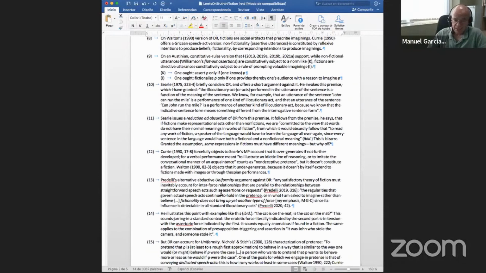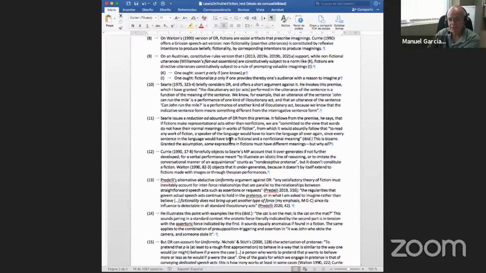Now, Lewis, in his article, briefly considers DR and, as I said, explicitly rejects this sort of view on the basis of a short argument. The premise for this argument is one that I have already granted on behalf of Lewis, but I would defend it myself. I will indicate some reasons later. The premise is that the illocutionary act or acts performed in the utterance of a sentence are a function of the meaning of the sentence.